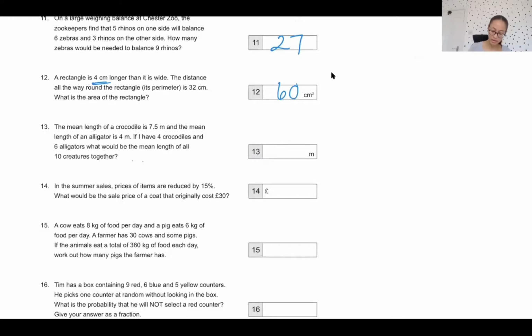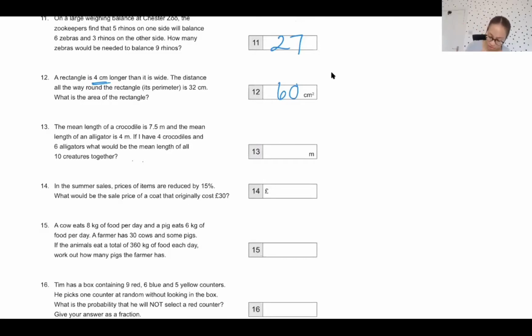Now, the mean length of a crocodile is 7.5 meters. The mean length of an alligator is 4 meters. If I have 4 crocodiles and 6 alligators, what would be the mean length of all 10 creatures together? So remember, mean, you add up all of the numbers and you divide by how many numbers there are. Just first, you need to figure out what the numbers add up to.